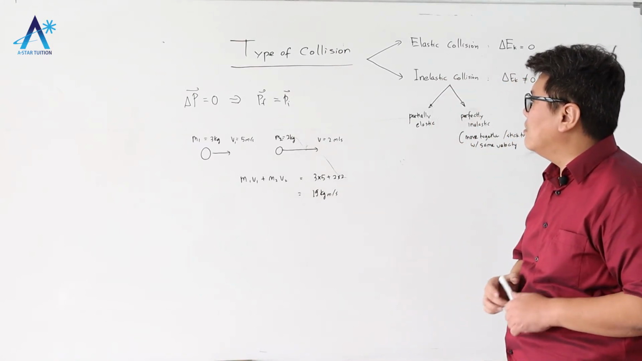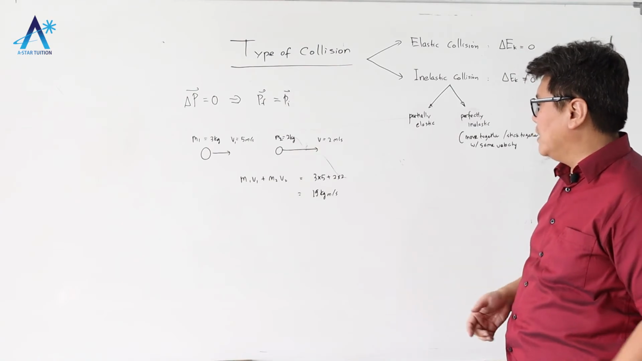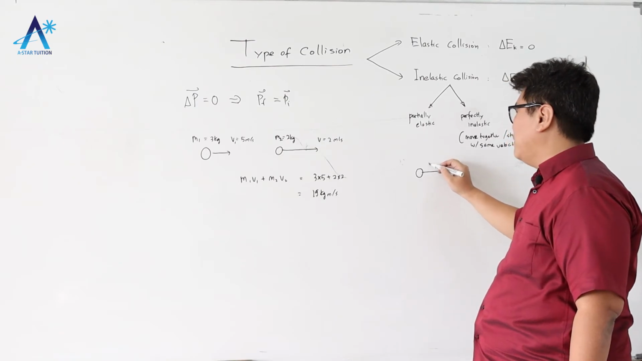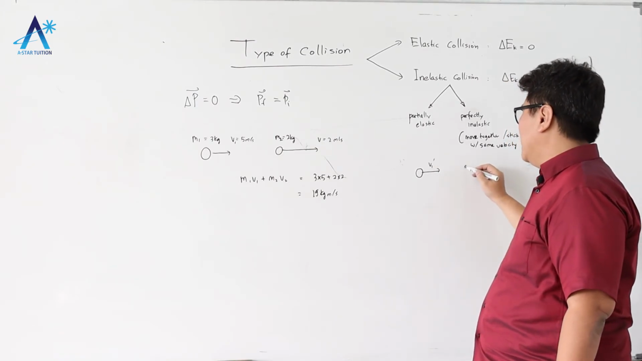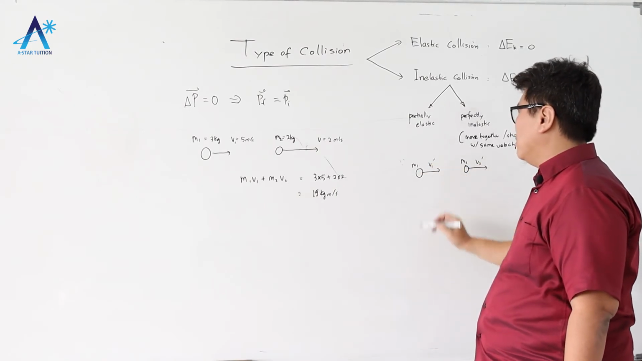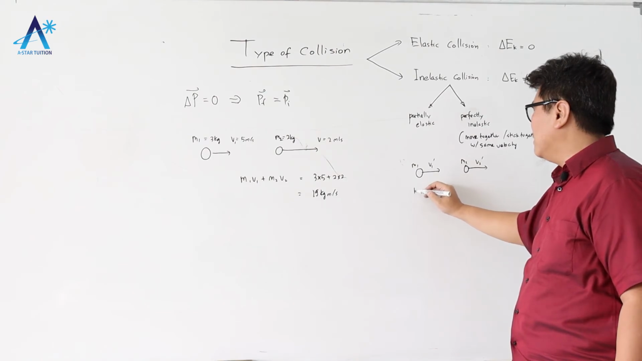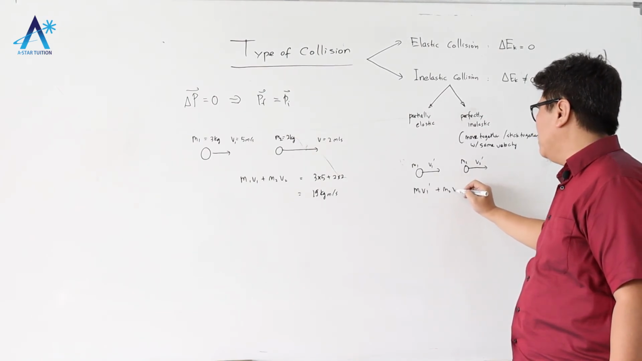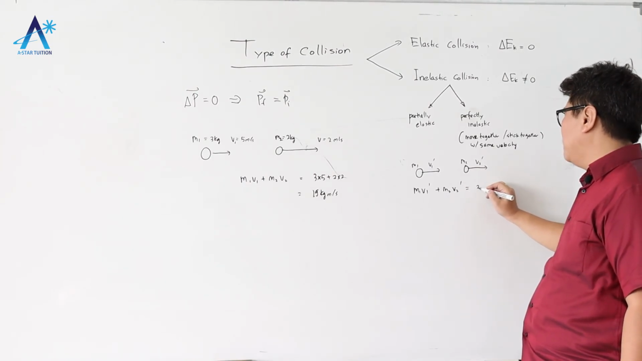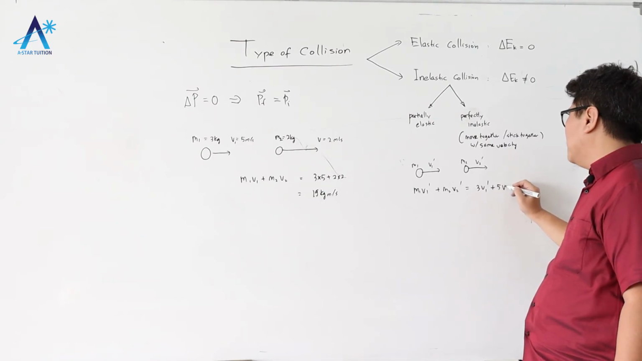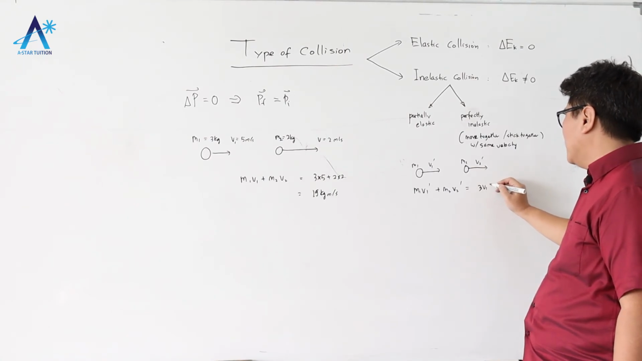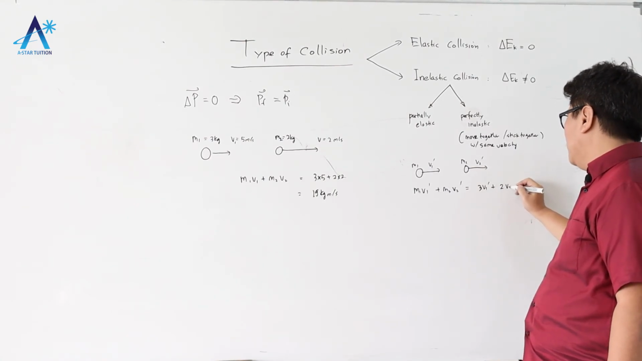Okay. Now after collision, we can say that the momentum of the system is, let's say this is v1 prime and this is v2 prime. So m1 v1 prime plus m2 v2 prime. With m1 being 3, this gives you 3 v1 prime plus 2 v2 prime.